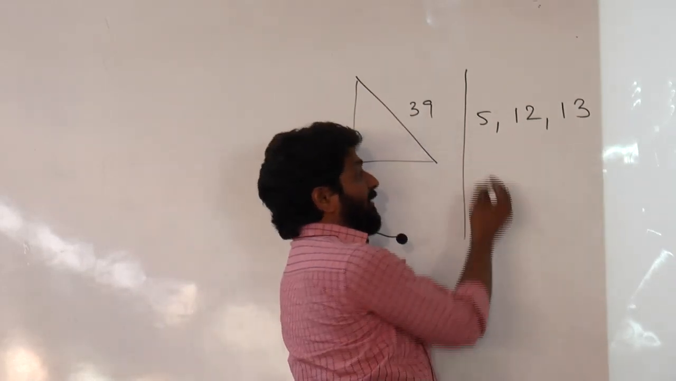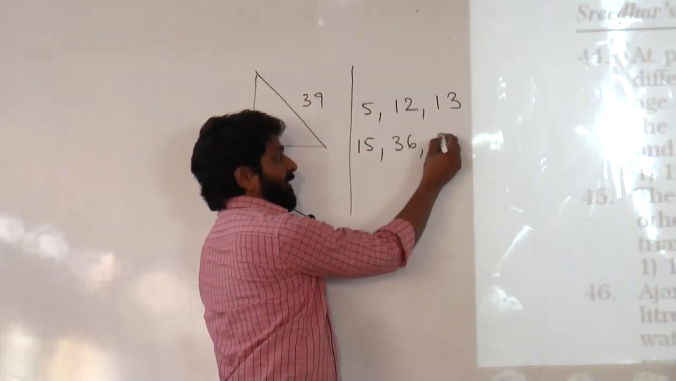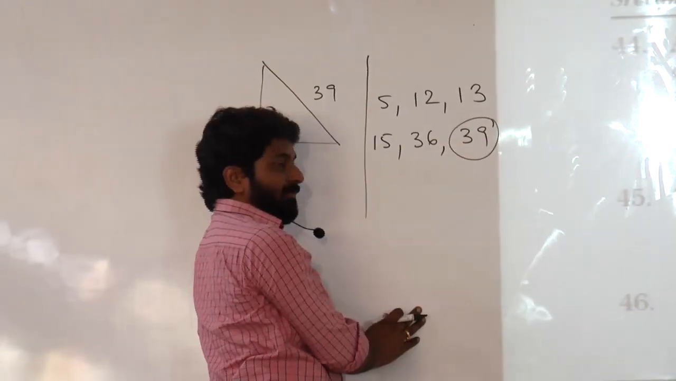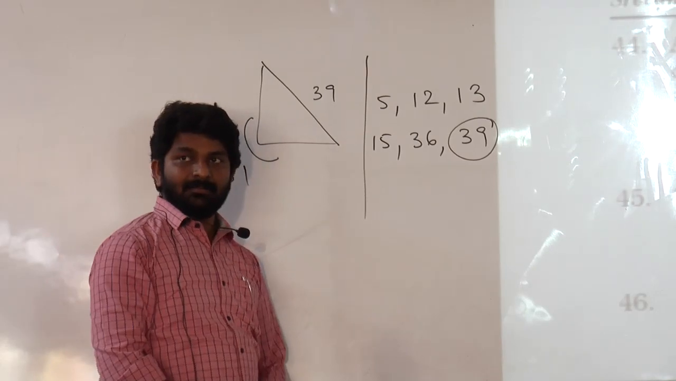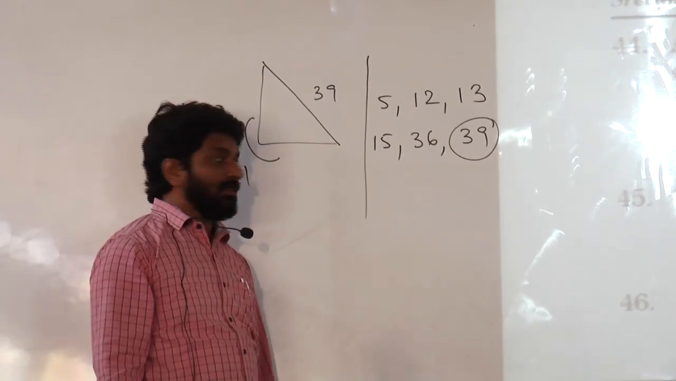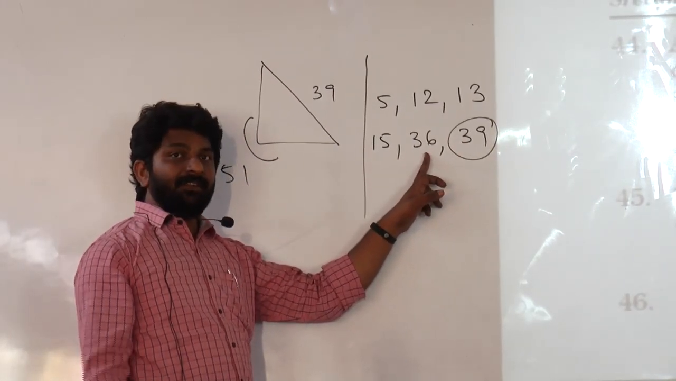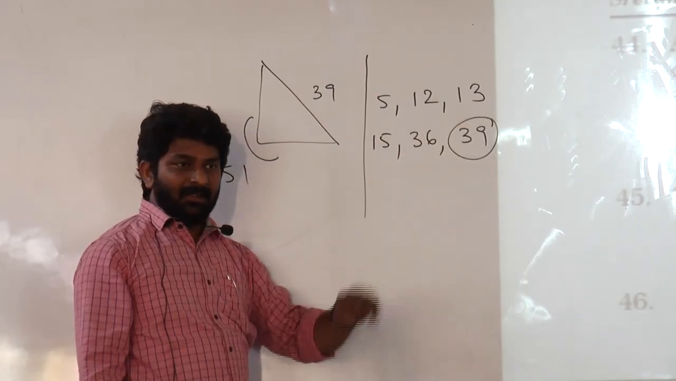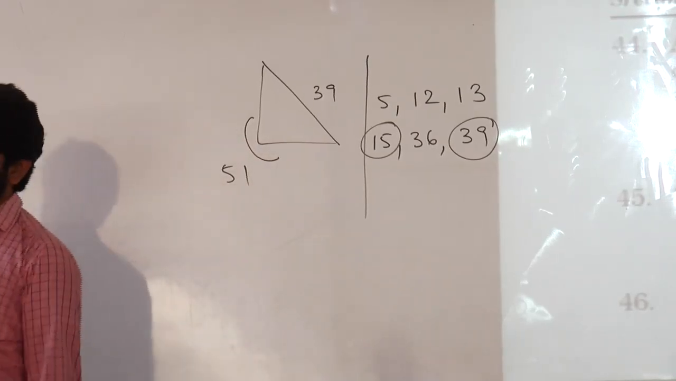3 times of this number, 15, 36, 39. You have one number 39. Tell me sum of these 3 numbers. 39 plus 36, 75 plus 15, 90. All conditions satisfied, right? What is the smallest side length? 15. That's it.